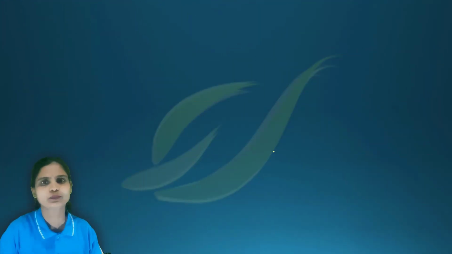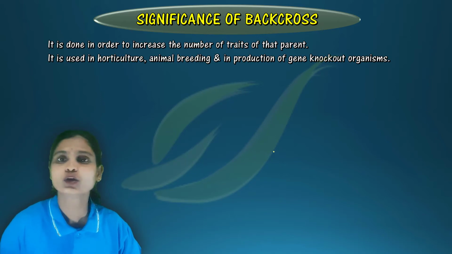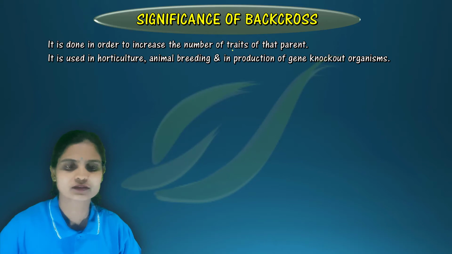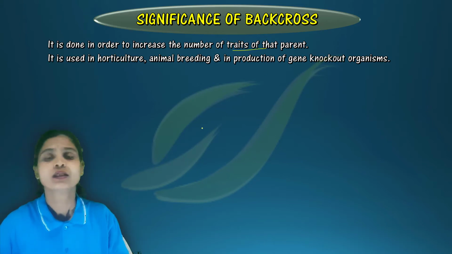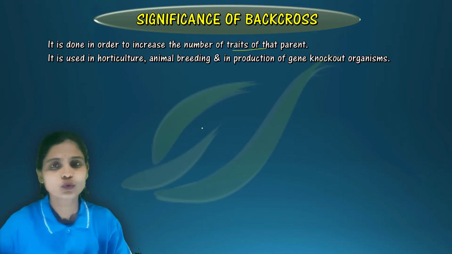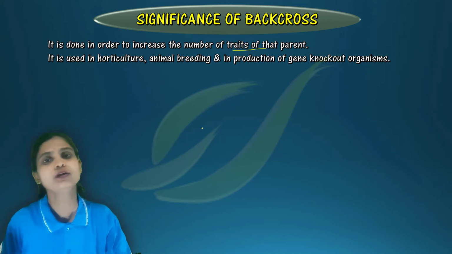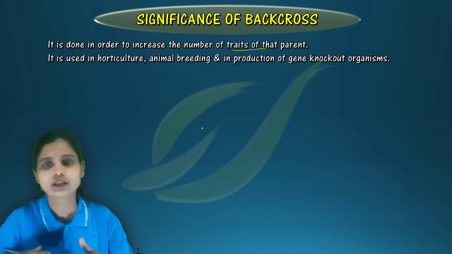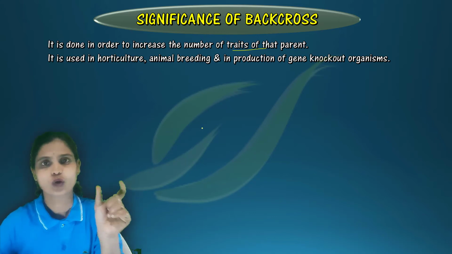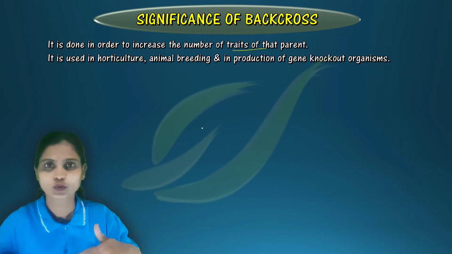As we have seen, the significance of the back cross is that it is done in order to increase the number of traits of the parent. See now, if you want all tall plants, then you have to do a back cross with the dominant tall plant. If you want dwarf plants, you can do a cross with a recessive parent. If you cross with the recessive parent, you are going to get tall and dwarf. But if you do it with a dominant parent, you will get all tall plants. If you go on repeating the back cross, you will get pure homozygous tall plants, or you may get pure heterozygous tall plants. Usually to get homozygous tall plants, you are going to do back crosses.